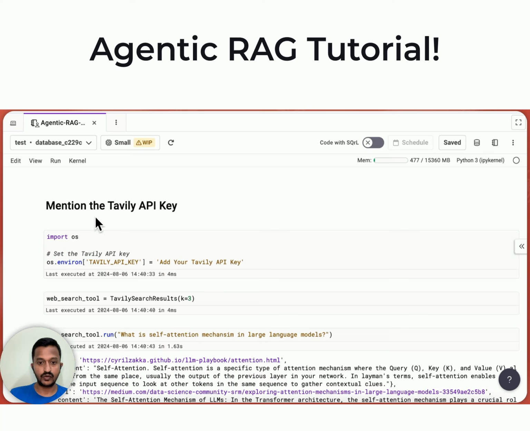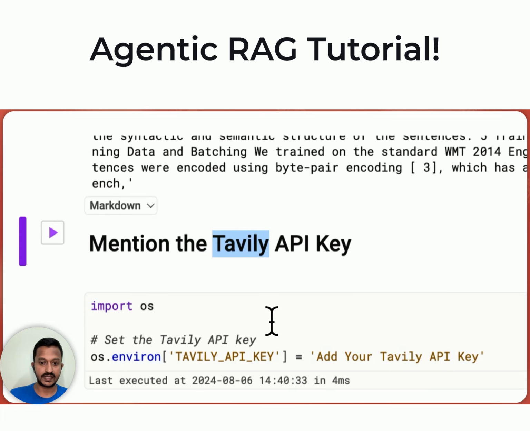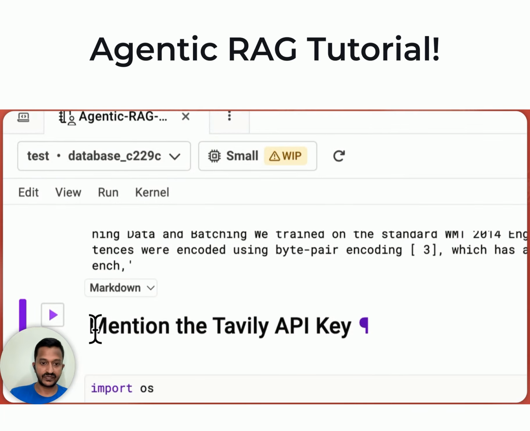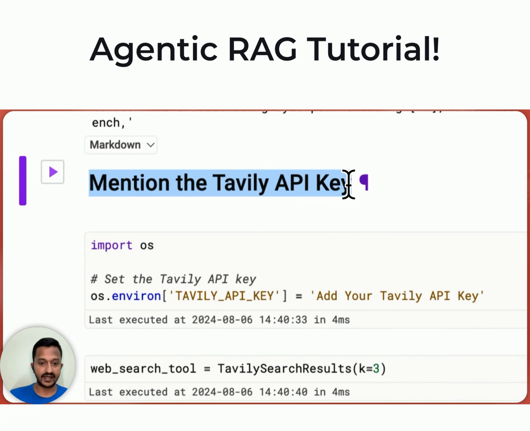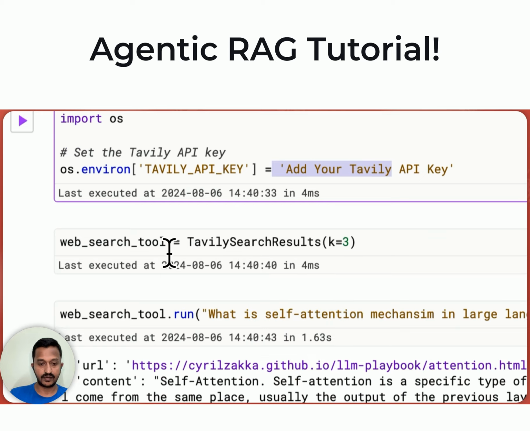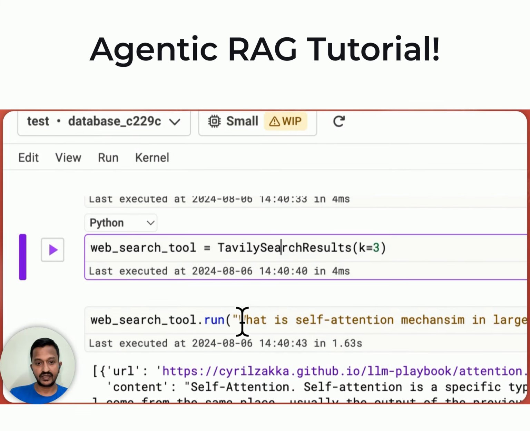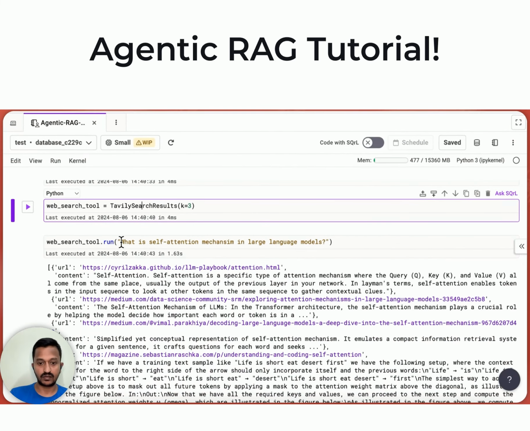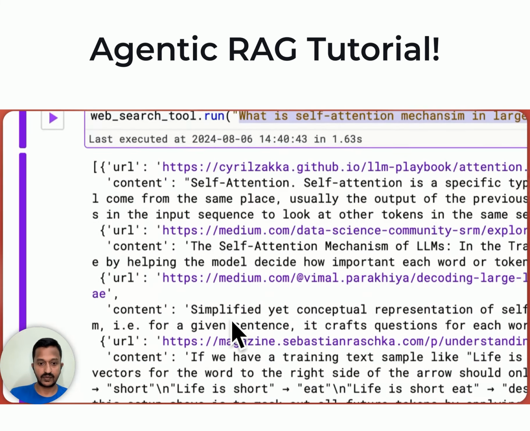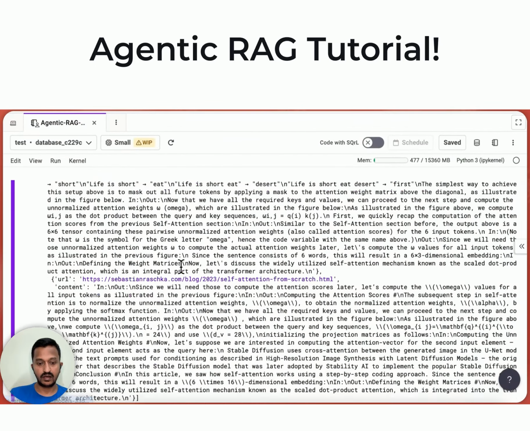Now let's use Tavily as our tool. It's basically a search tool for large language models. So we are using that. That's why we are mentioning the Tavily API key. And this is basically a web search tool. So if we ask, what is a self-attention mechanism in large language models, as you can see, it will come up with responses with different references from the internet.